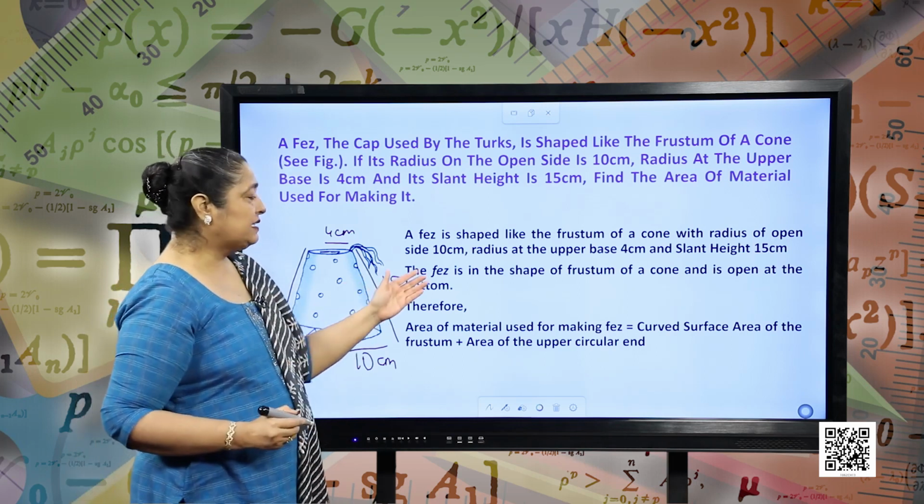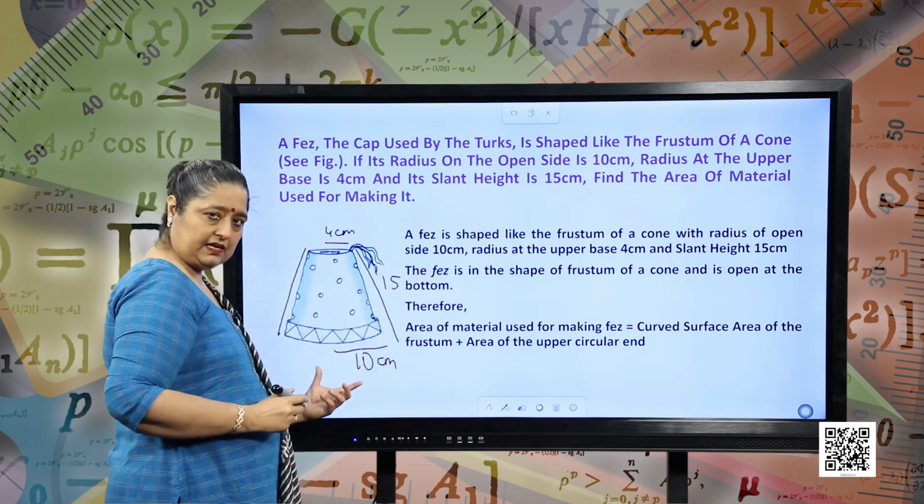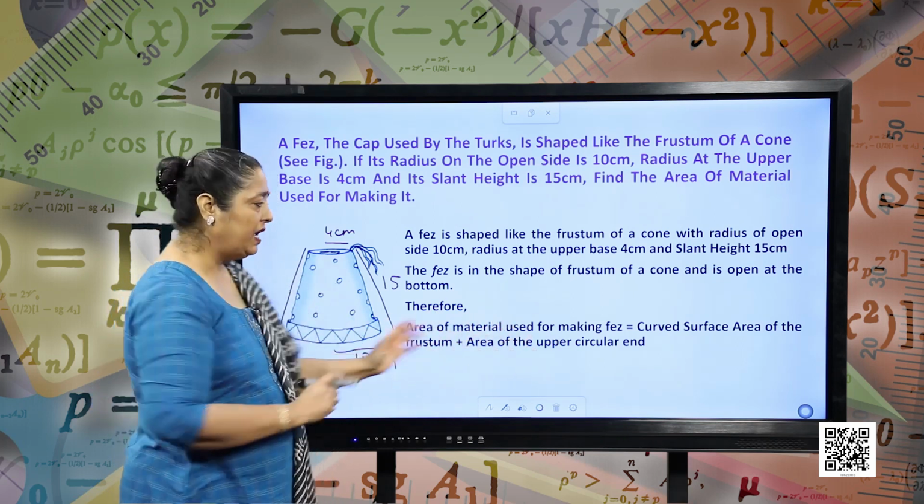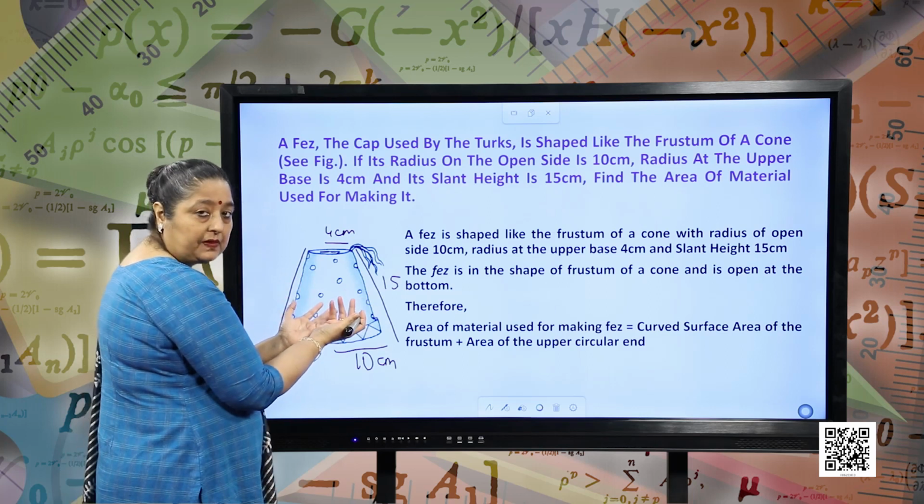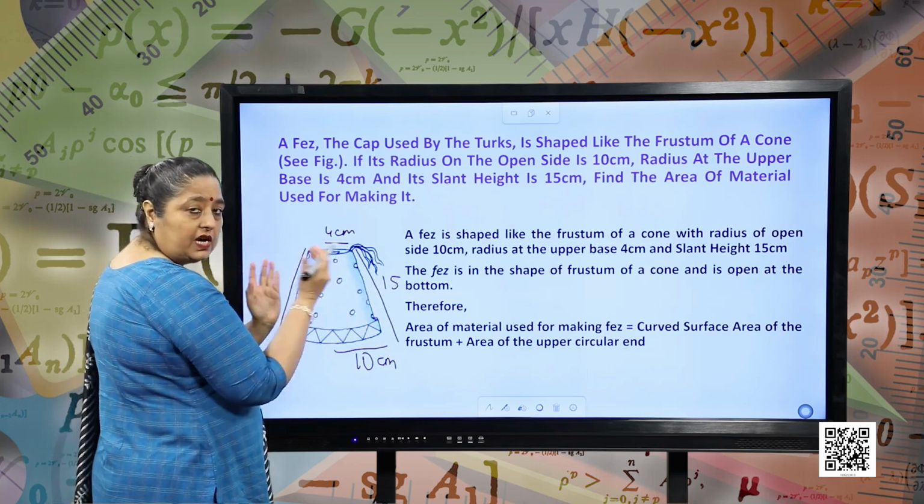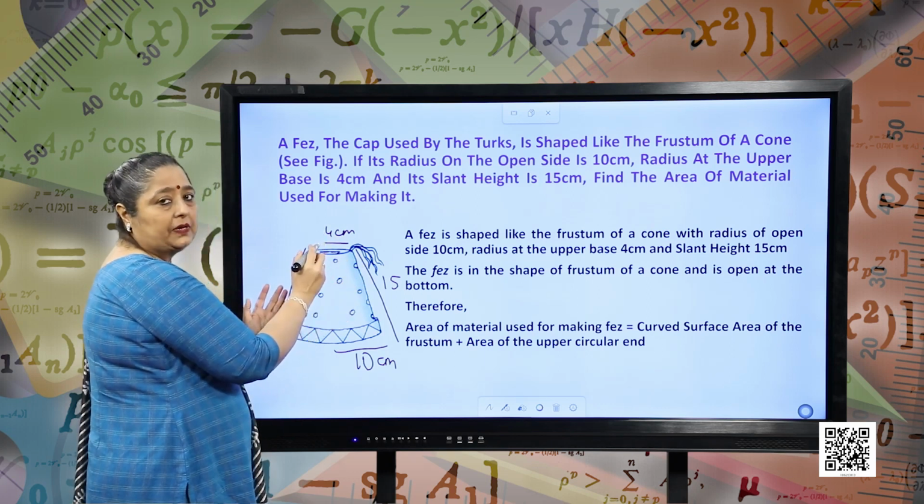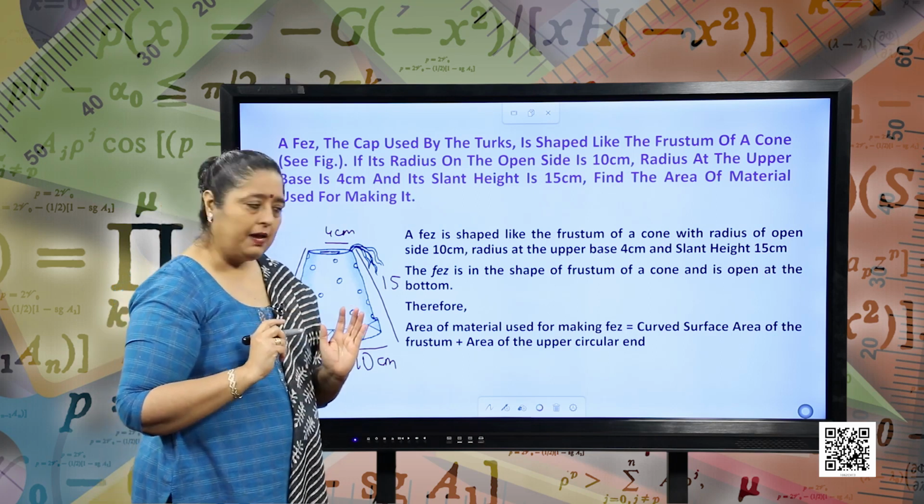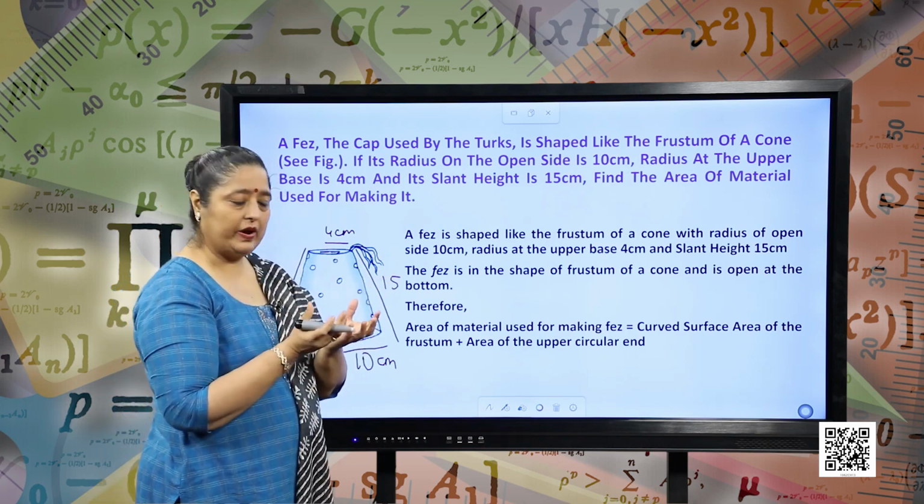Now, since it is a fez which is open at the other end, therefore, the area of the material used will be the curved surface area plus the area of the upper base, right? Area of the curved surface area and the upper base. The area of the lower base will not be considered. Why? Because it is open at the lower end.